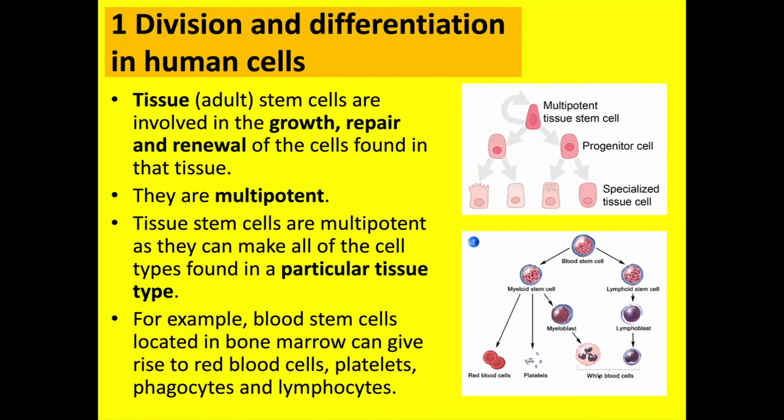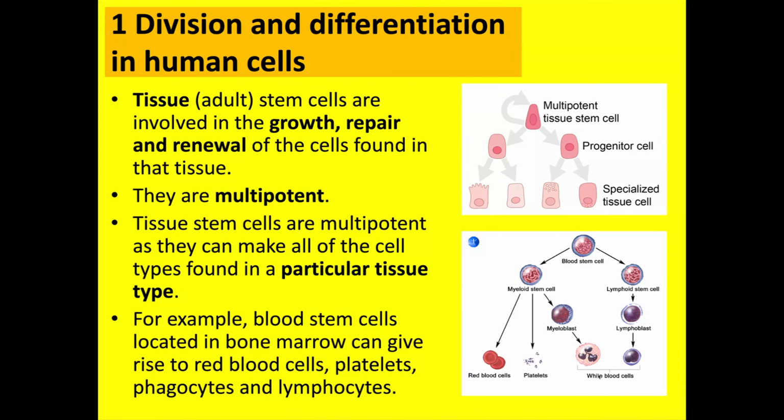Now, the two types of stem cells that you need to know about for your exams are tissue or adult stem cells. They're involved in the growth, repair, and renewal of the cells found in that particular tissue. We call them multipotent. Remember that word, multipotent. What that means is that they can make all of the cell types found in that particular tissue only.